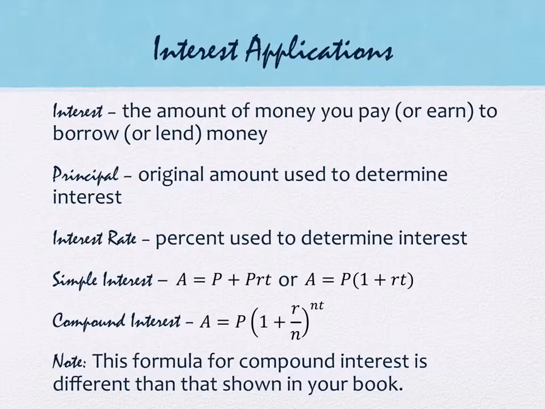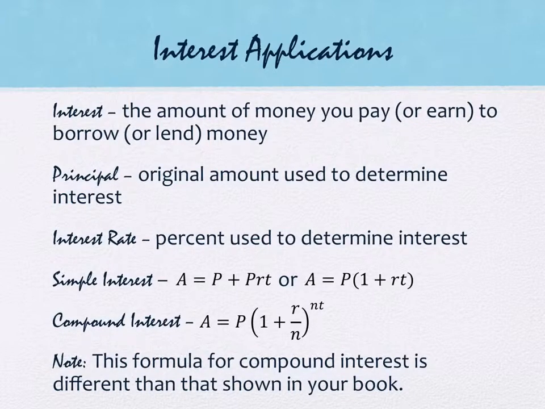Principal is the original amount that's used to determine the interest. If it's interest you're making on an account, it's the money you put into the account. If it's a loan, it's the money you borrowed or that you still owe, depending on the situation. The interest rate is the percent that's used to determine the interest that you're making or paying. And then there are two types of interest.